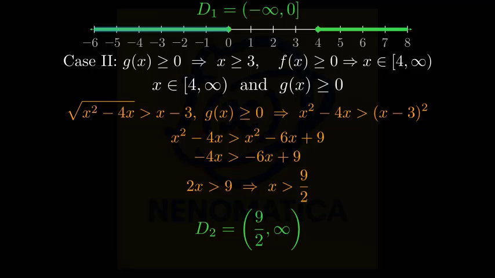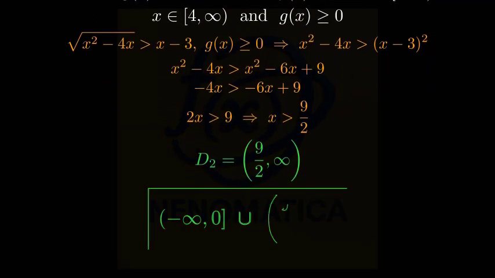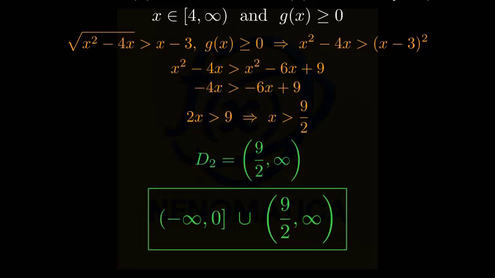Finally, we combine the two disjoint solution sets from the cases. The complete solution is negative infinity to 0, including 0, union the open interval 9/2 to infinity.